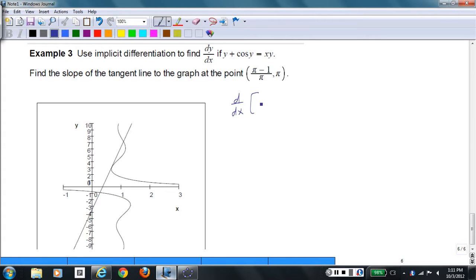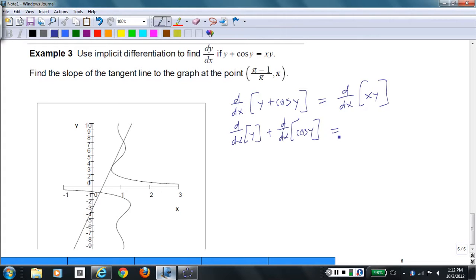d/dx of y plus cosine y equals d/dx of xy. Differentiate both sides with respect to x. That's how it starts. On the left-hand side, it's the derivative of a sum. So the derivative of the sum is equal to the sum of the derivatives. So d/dx of y plus d/dx of cosine y.